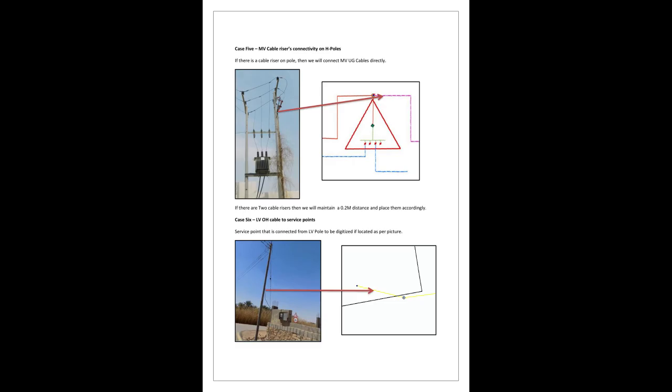Case 6, LV/OH cable to service points. A service point that is connected from an LV pole is to be digitized if located as per the picture. Case 7, double/triple circuit lines connectivity. If the pole contains more than one line, we will just copy parallel depending on how many cables are there, with a 0.2 m distance between cables.